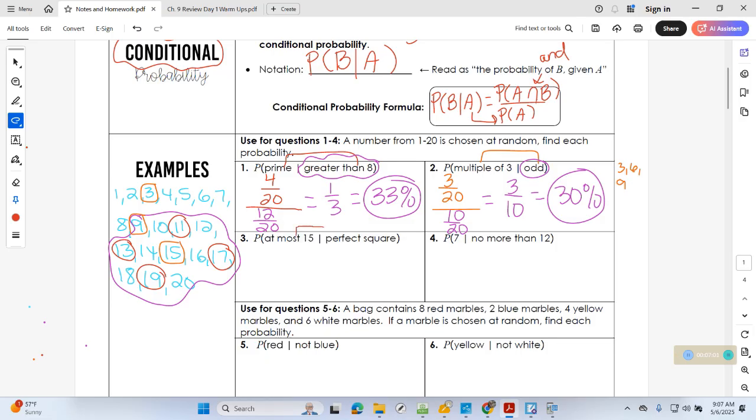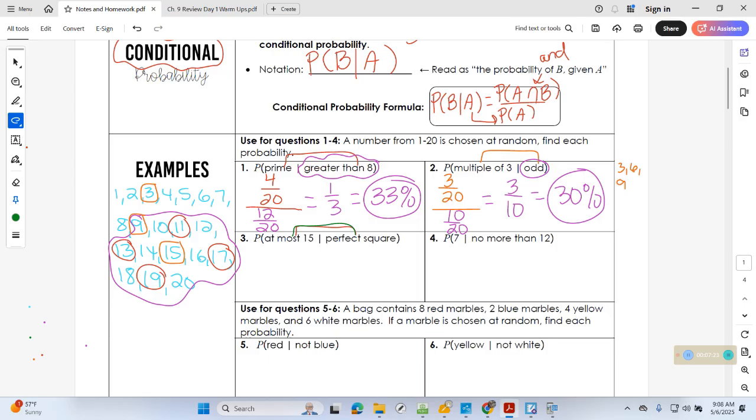So at most 15 and perfect squares. Let's do a different color here. At most 15. I'm going to do them in dark green there. And perfect squares. Okay, let's first talk about that phrase, at most. What does that mean? Up to 15. We cannot go past 15. And they also have to be a perfect square.